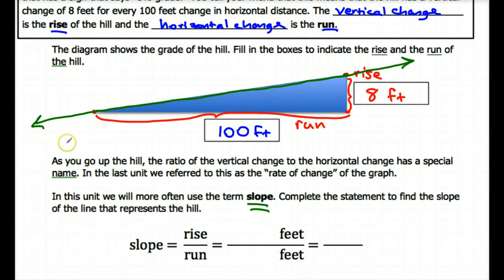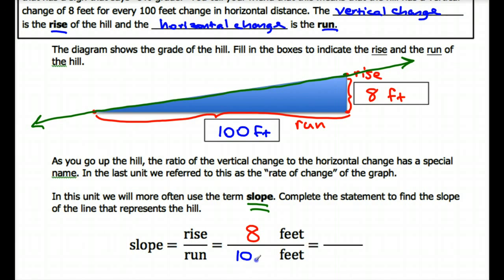Okay, one way is saying the vertical change divided by the horizontal change. Another way is saying what is the rise divided by the run. Well, the rise of the hill, we've already said, is 8 feet. You're going up a distance of 8 feet in terms of the elevation change, and the run of the hill, the horizontal distance, is 100 feet.